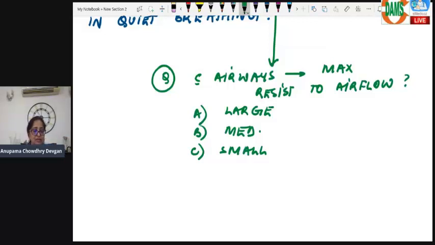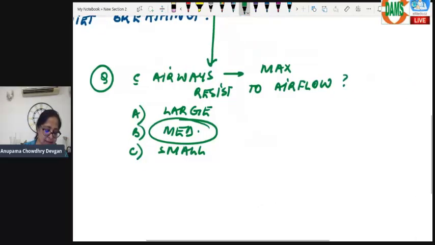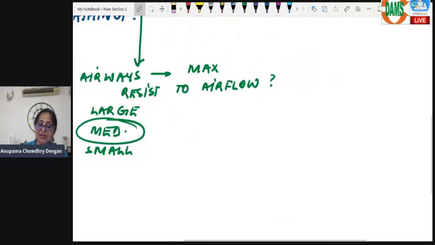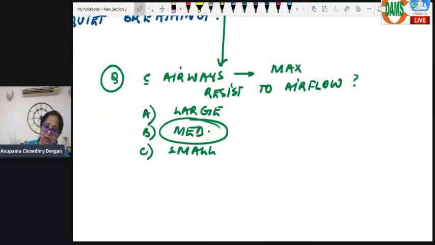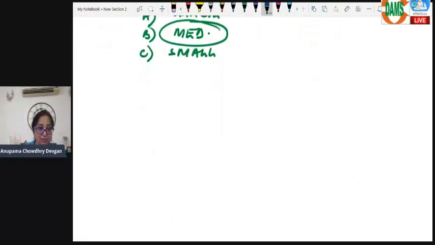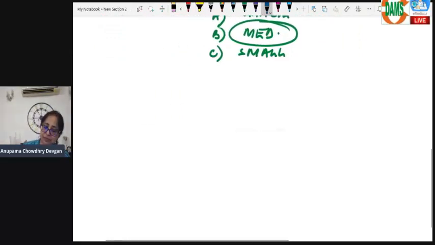Now, this is a very interesting question, and this says, which airways will have the maximum resistance to airflow? This is going to be the medium-sized airways, not the small-sized airways. The medium-sized airways will have the maximum resistance to airflow. Now, what are these medium-sized airways? Let's try and define them. Why do medium-sized airways have maximum resistance? That is what I'm going to discuss now.